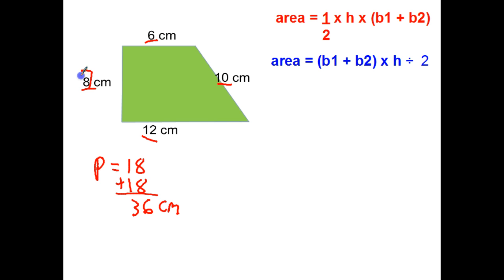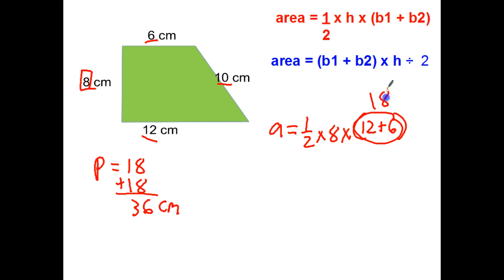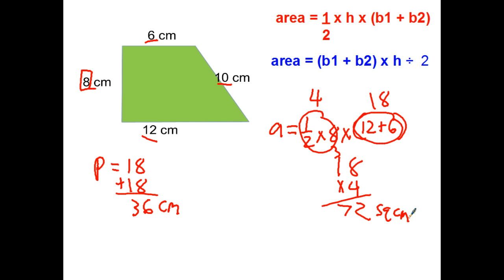this time the height is going to be 8. So area equals half times 8 times base 1 on the bottom, 12, plus base 2 on the top, 6. 12 plus 6 is 18. Half of 8 is 4. 18 times 4, 32, carry my 3. 4 plus 3 is 7. 72 square centimeters. That's how I would find the area and the perimeter of a trapezoid.